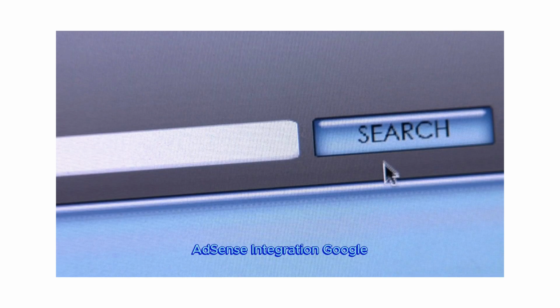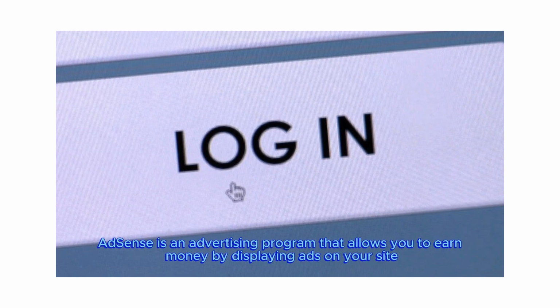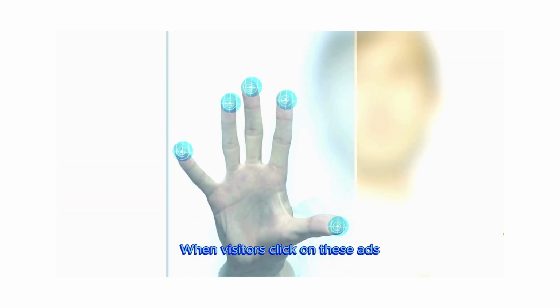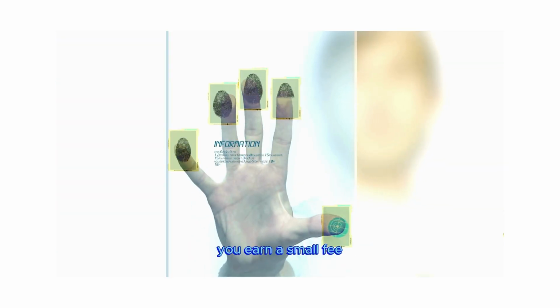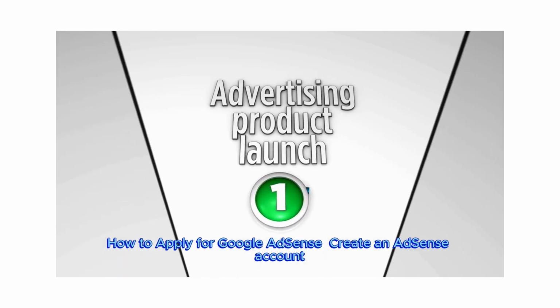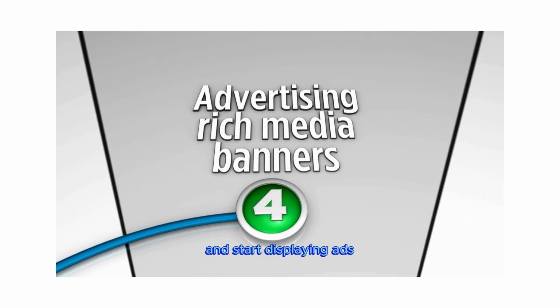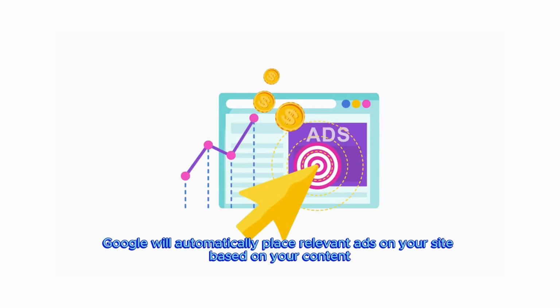AdSense Integration. Google AdSense is an advertising program that allows you to earn money by displaying ads on your site. When visitors click on these ads, you earn a small fee. How to apply for Google AdSense. Create an AdSense account, connect it to your Google site, and start displaying ads. Google will automatically place relevant ads on your site based on your content.